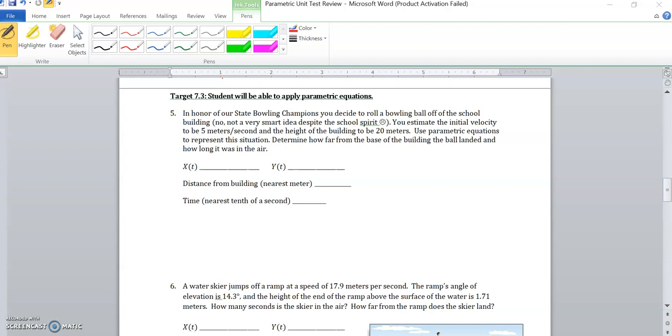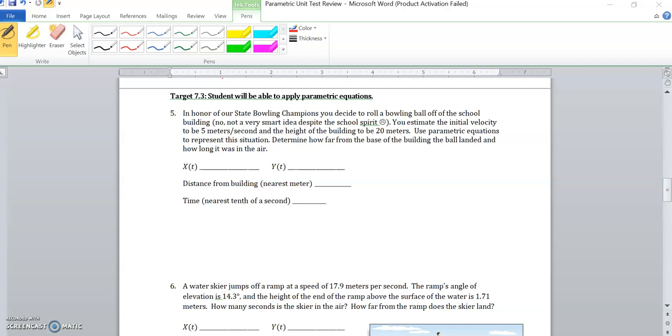Right now, part two of our unit test review for Unit 7 is just going to be the application problems. And it looks like we start with a pretty straightforward problem. You've just got a bowling ball rolling straight off of the top of the building.